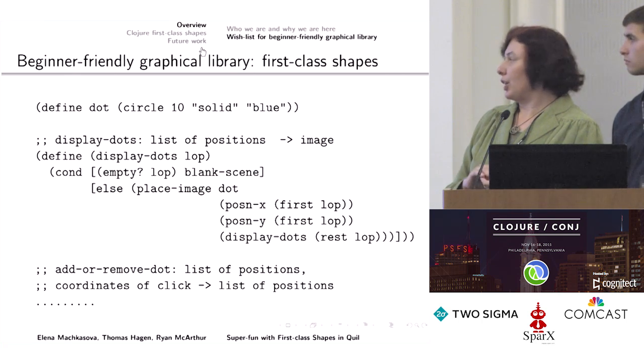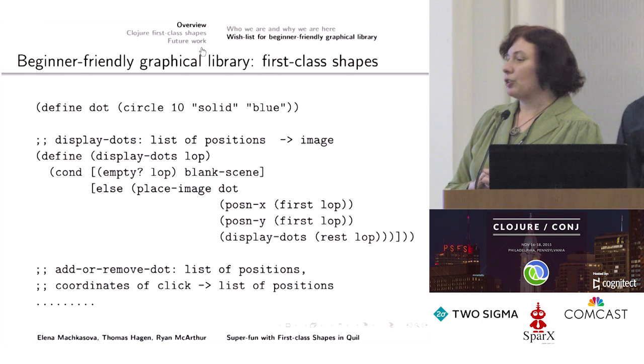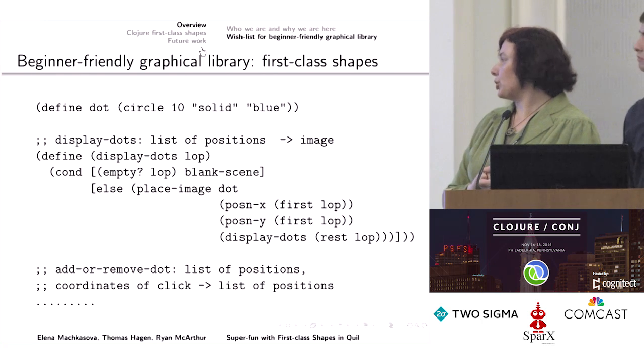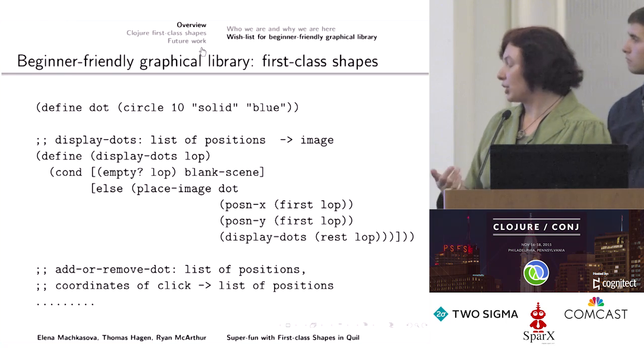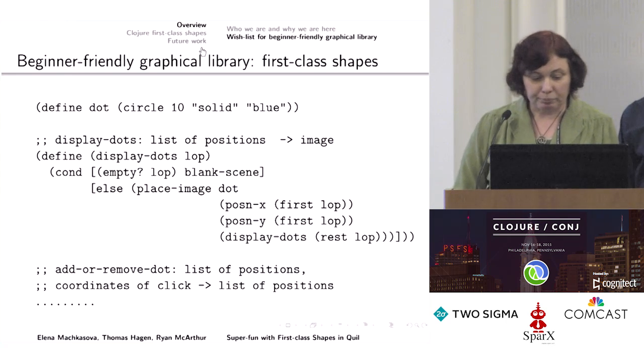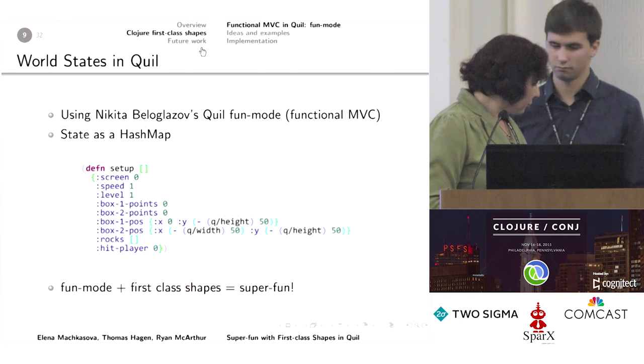And then there is a similar function that deals with adding or removing dots, takes a list of positions and coordinates of a click, and returns a new list of positions. I'm not showing the code, but I'm sure you can all write something like this. OK, and now I'll turn it over to Ryan.